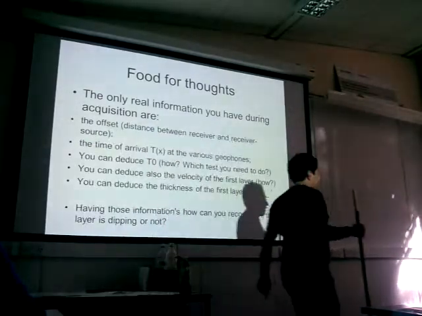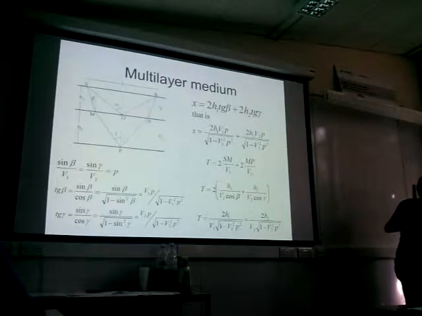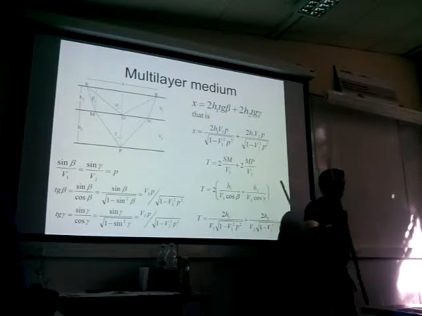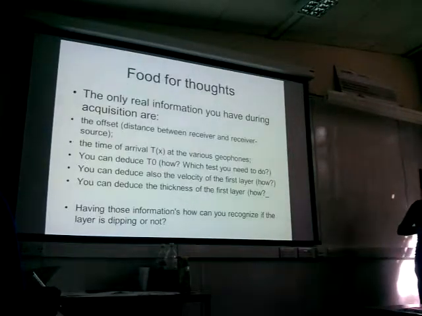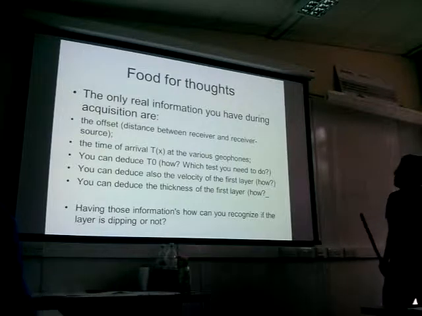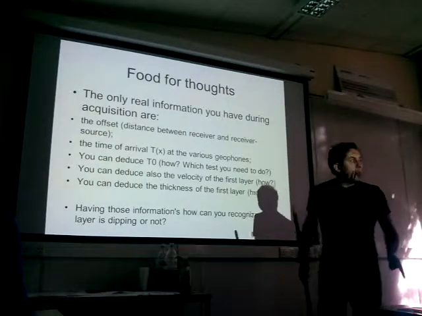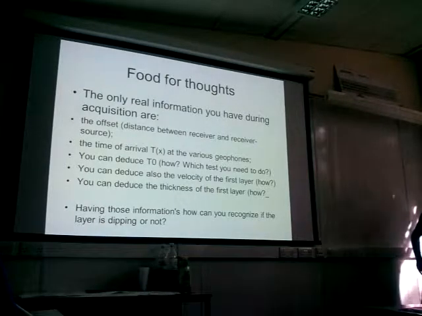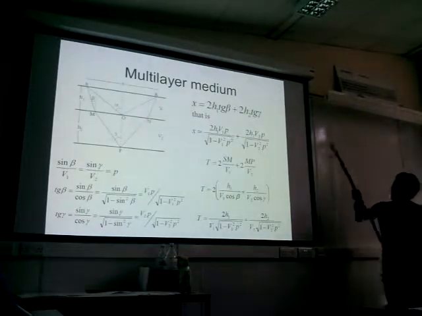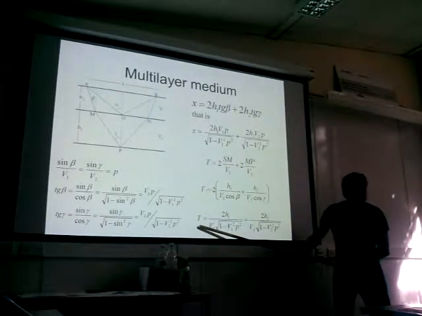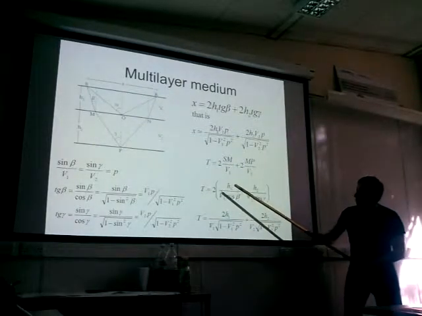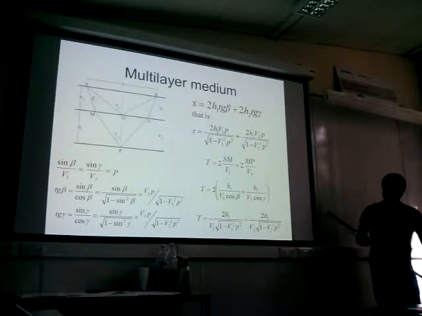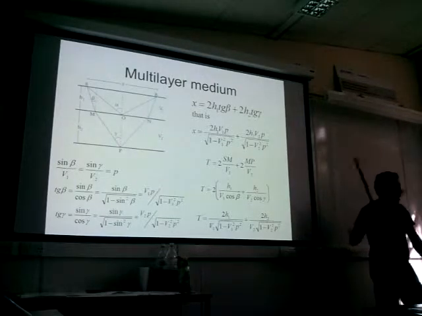The offset is nothing else than the x distance. That's the offset. What you know is the time of arrival at various geophones. So what you know, because you can measure it during your experiment, is the x. So what you can measure is that value. You know that value when you do an acquisition. What you have to work out is that stuff.